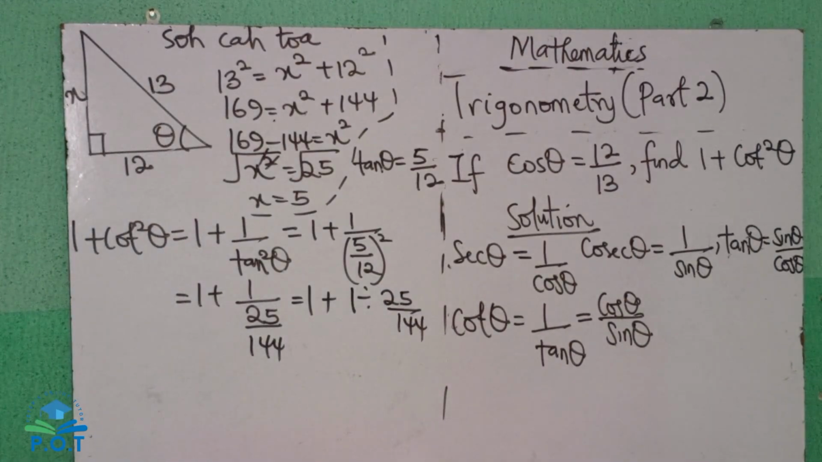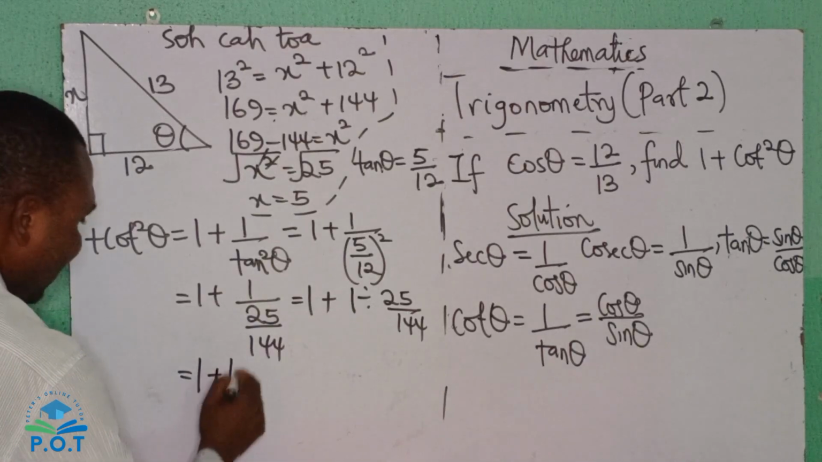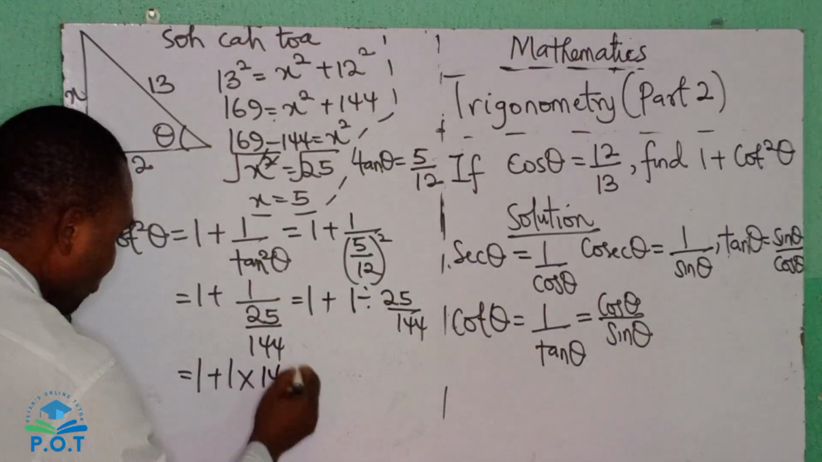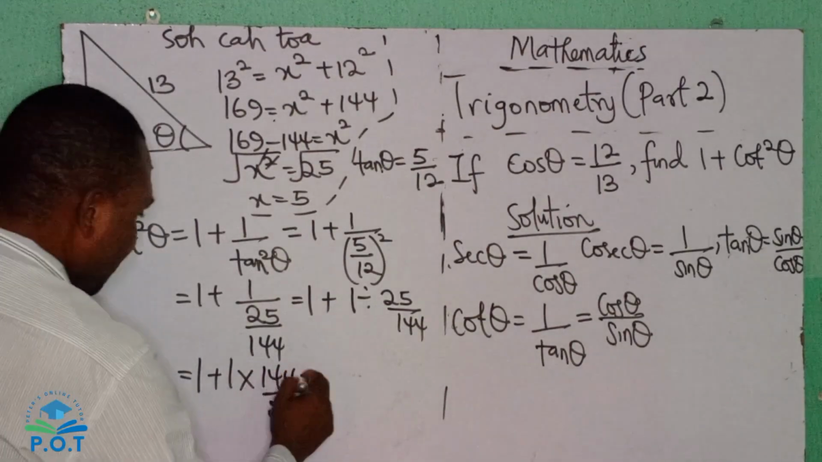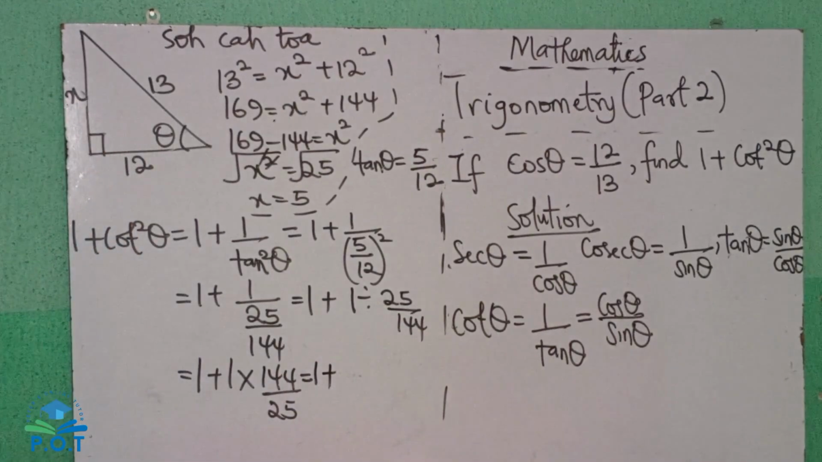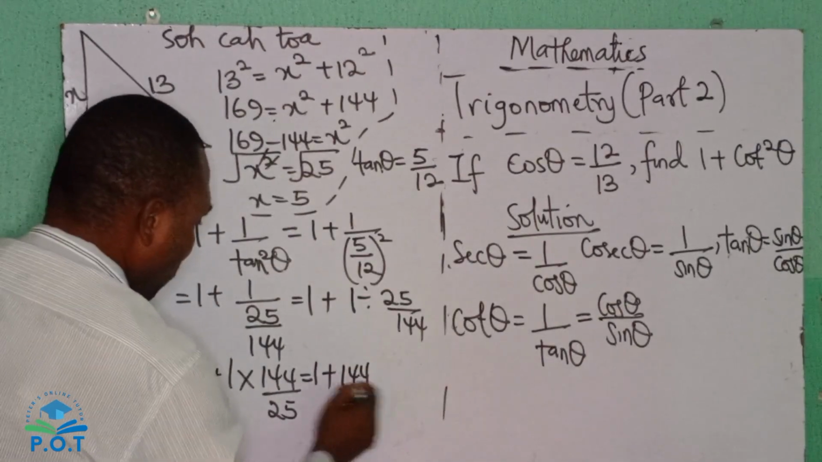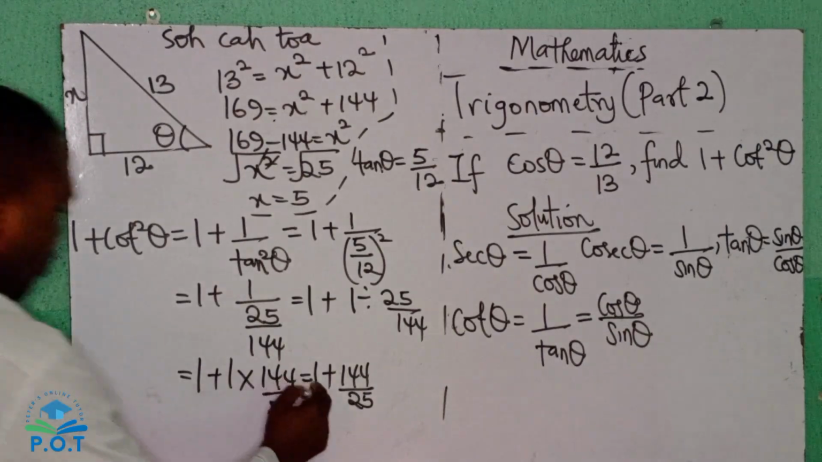So it becomes 1 plus 1 times 144 goes up, 25 comes down. So I'm having 144 over 25. So this becomes 1 plus 1 times 144 is 144 over 25. All right, so this is 1 over 1.